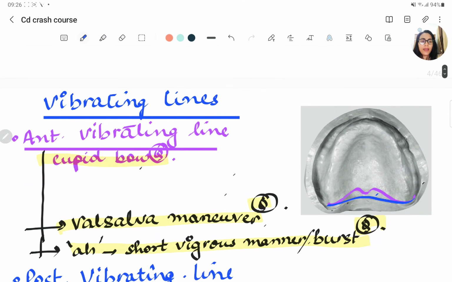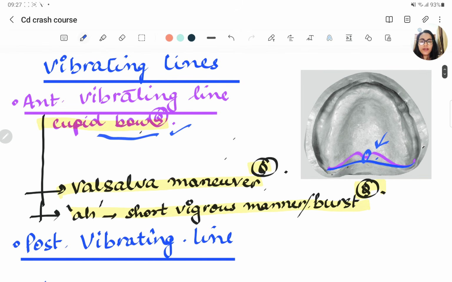When we talk about the vibrating line, as you can see, the line which is present anteriorly is the anterior vibrating line, and it is a cupid bow shape. It is narrow in the center, as you can see, and that is because of the projection of the posterior nasal spine. That is why it has the shape of a cupid bow. Also, we can measure the anterior vibrating line using the Valsalva maneuver.